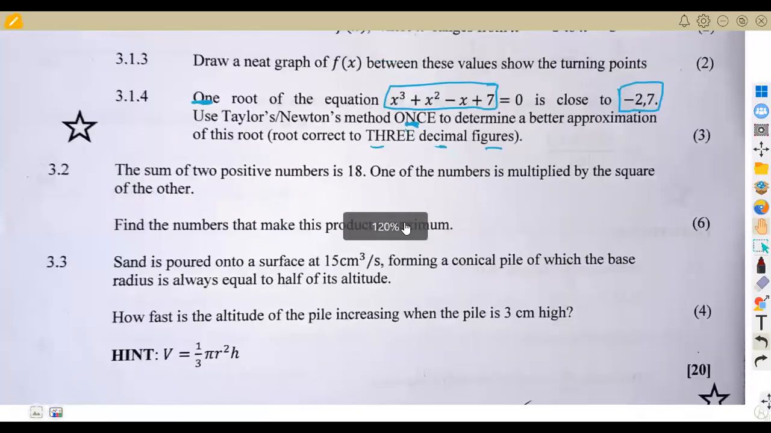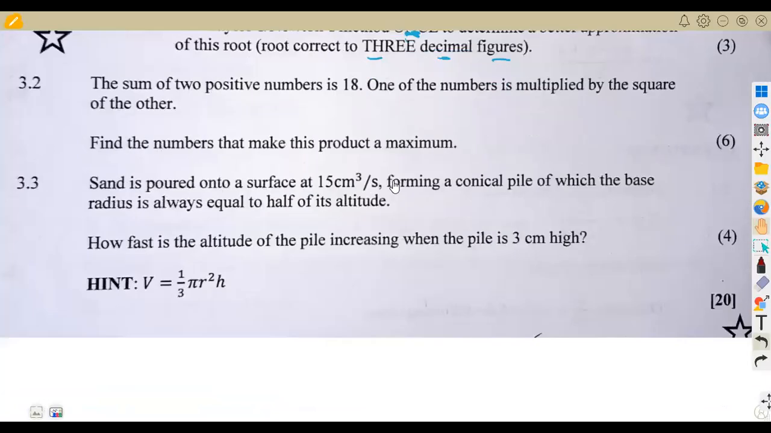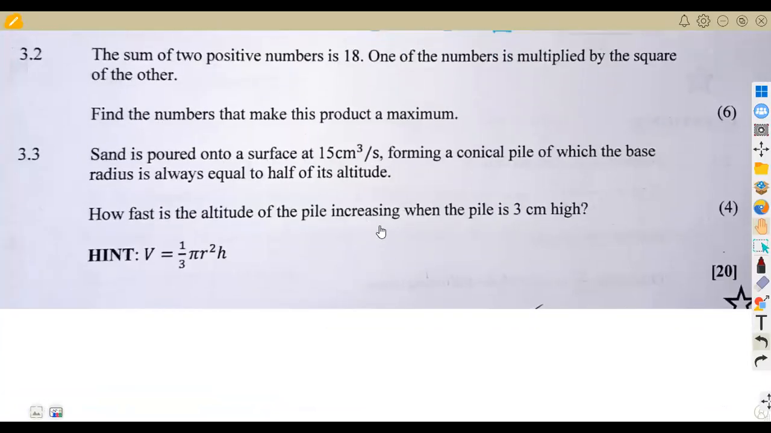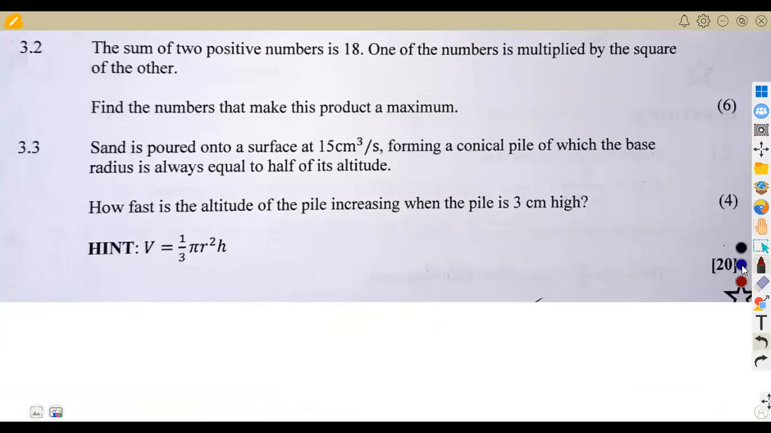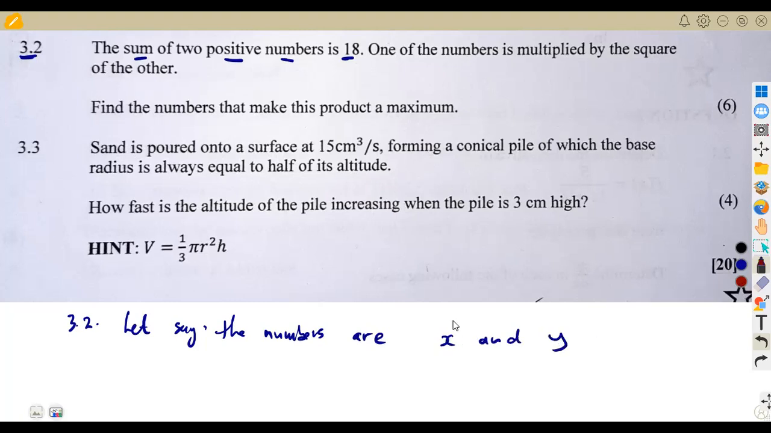Let us check 3.2, which is the application of maximum and minimum values in this case on our applications of derivatives. We are given that the sum of two positive numbers is 18. The sum, meaning if we add two numbers, let's say the numbers are x and y. These are the two numbers that we are referring to, x and y, the positive whole numbers.